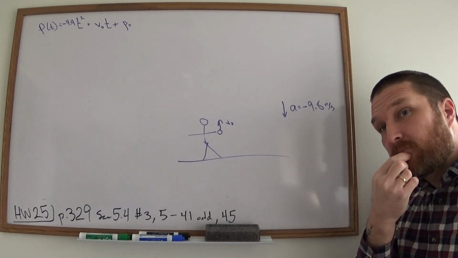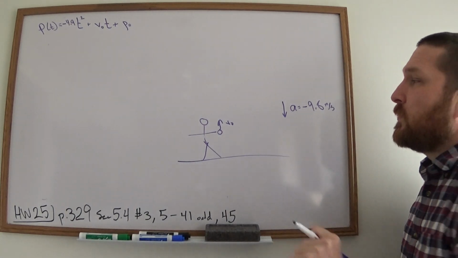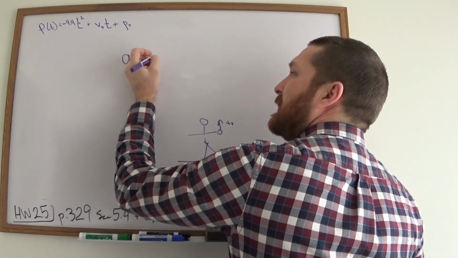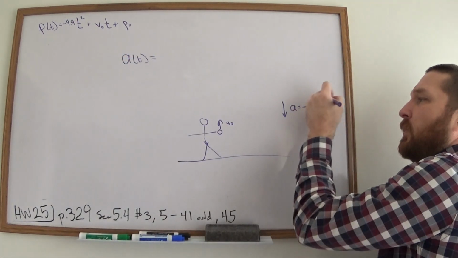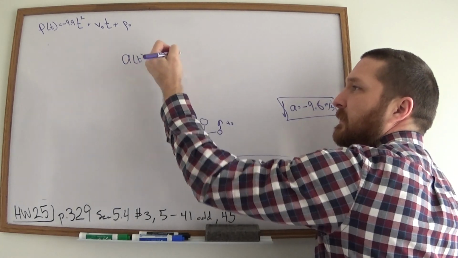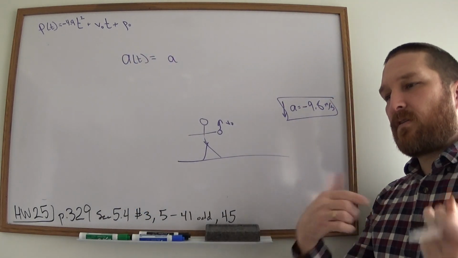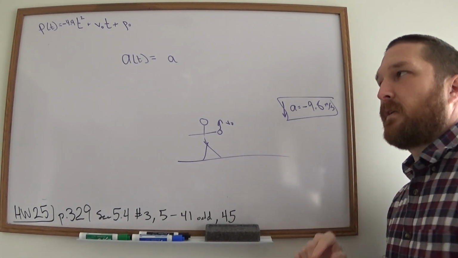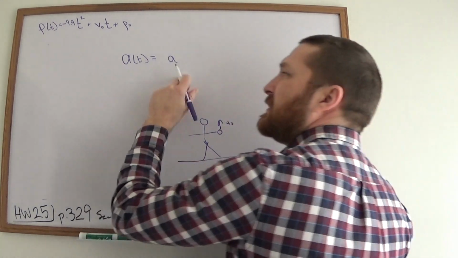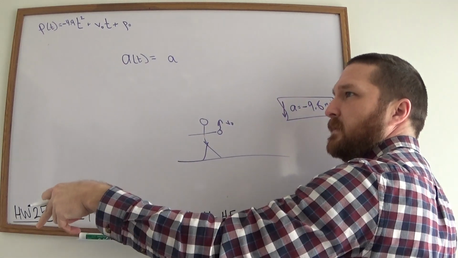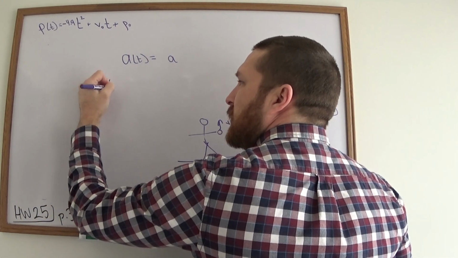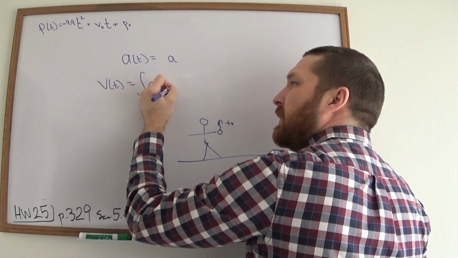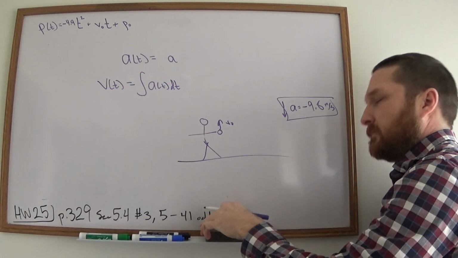Okay, so if my acceleration as a function of time is constant, and for right now we know what it is, but we're just going to say it's A. Acceleration is the derivative of what? Velocity. And so you're telling me that the antiderivative of acceleration is velocity? Yeah. So the antiderivative of acceleration is velocity.